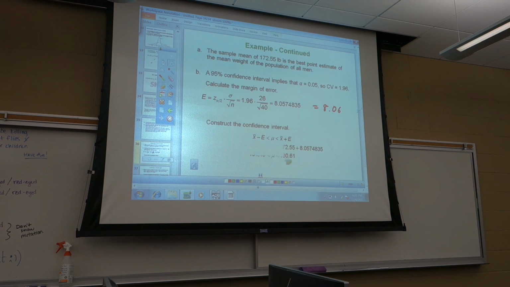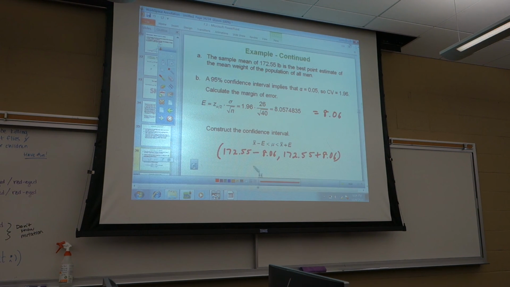And then we're going to find our confidence interval. So I'm going to take my x bar, 172.55. Is that right? Yep. Minus 8.06, and 172.55 plus 8.06. And I'll end up getting magically 164.49, comma, 180.61. Done.